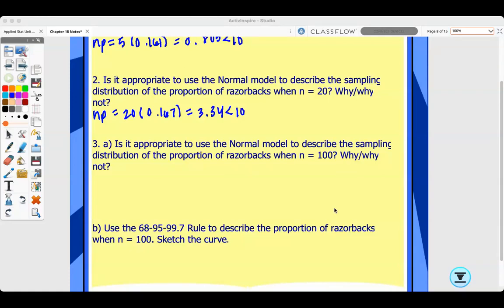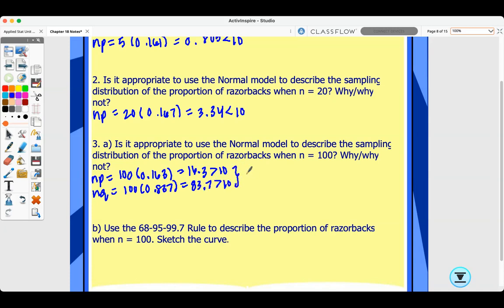Is it appropriate to use the normal model to describe the sampling distribution of the proportion of Razorbacks when n equals 100? So first, let's check out n times p, which equals 100 times 0.163, which equals 16.3, which is greater than 10. Good, that works. And then we need to also check n times q, 100 times 0.837, which equals 83.7, which is greater than 10. So our sample is large enough.